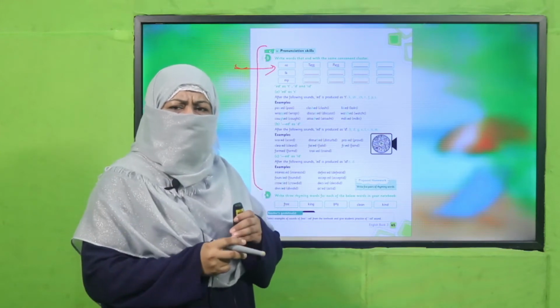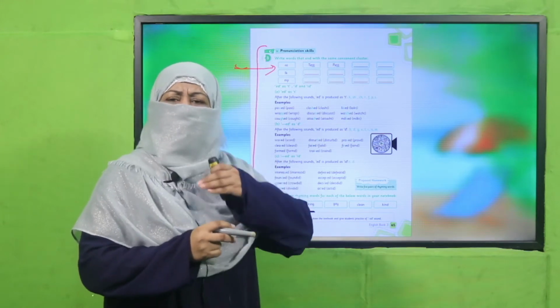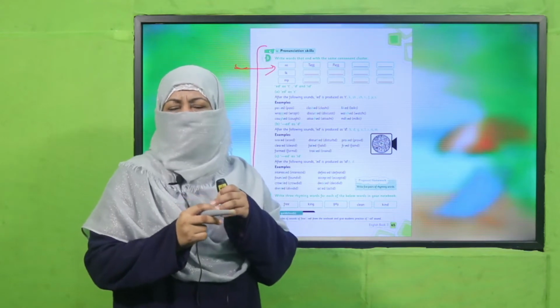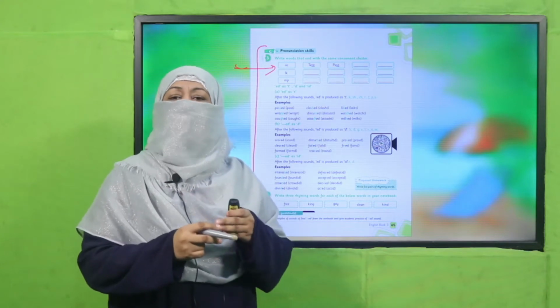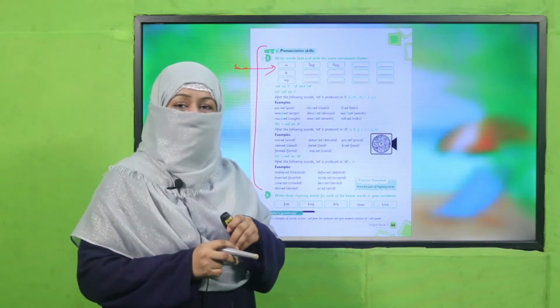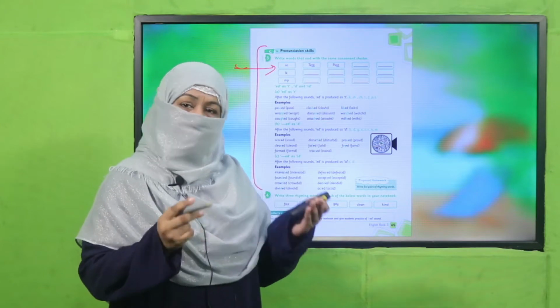So this is a little similar, but not the same concept. We are going to learn further about words which have the same sound and different meanings.